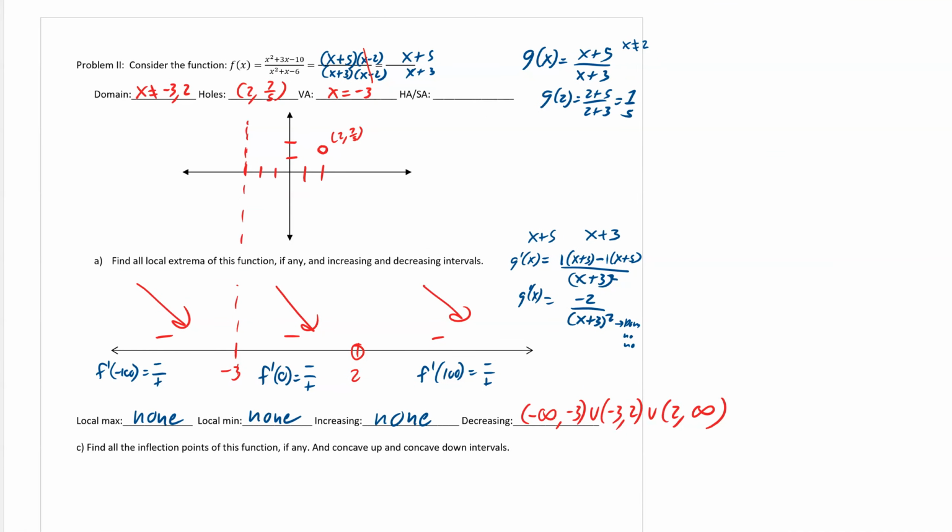Oh, we forgot our horizontal and slant asymptote. And so that's our limit. And remember, our coefficients in the front are the same. So we end up with y equals 1. Let's draw our vertical line like that.